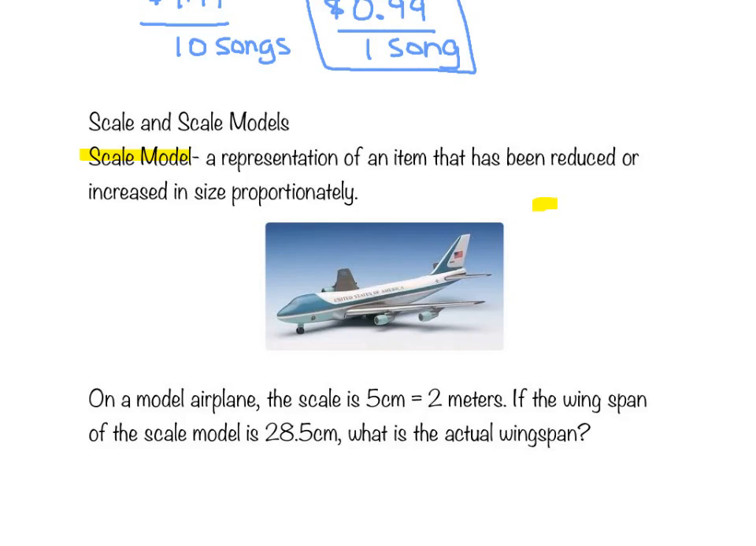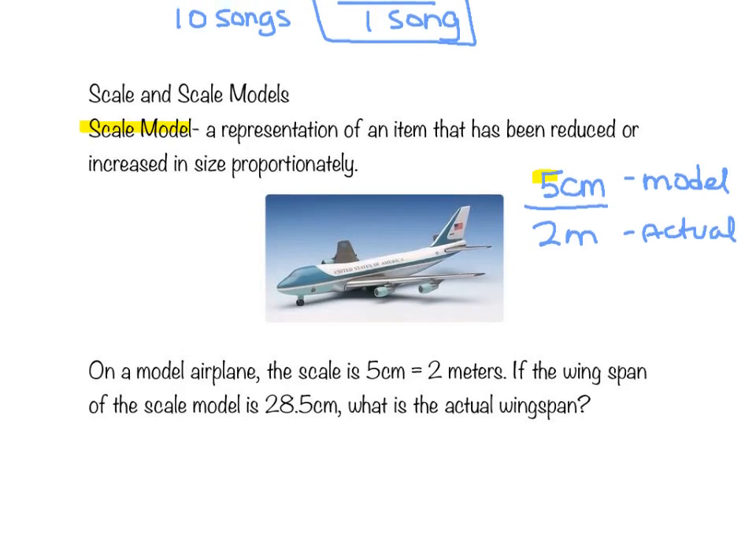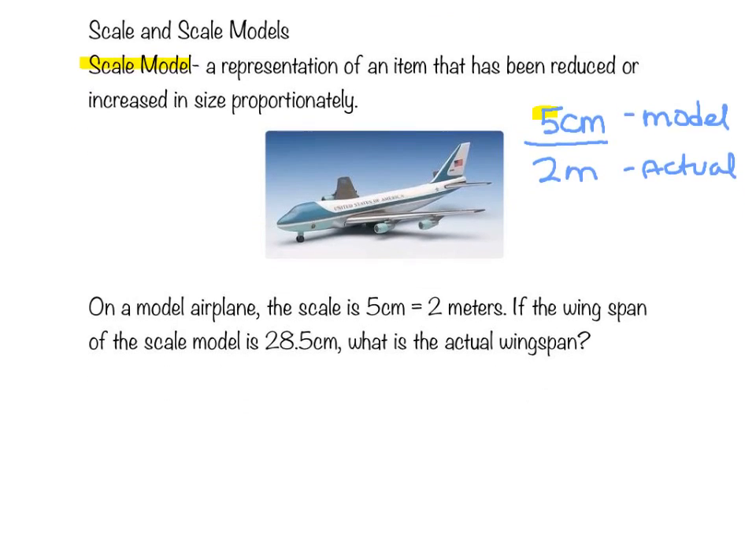5 centimeters is the model to 2 meters on the actual. Okay, so it says this. If the wingspan of the scale model is 28.5 centimeters, what is the actual wingspan? You'd write a proportion something like this. 5 centimeters is to 2 meters as 28.5 centimeters is to x.